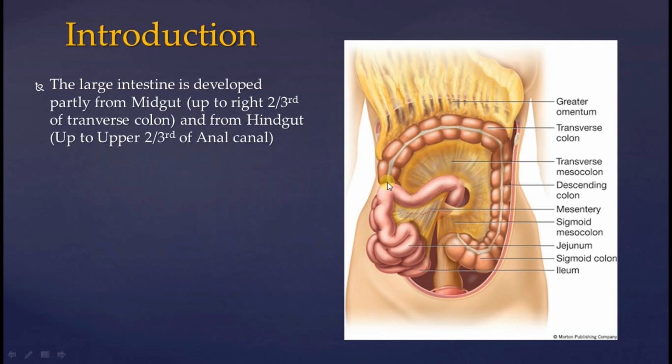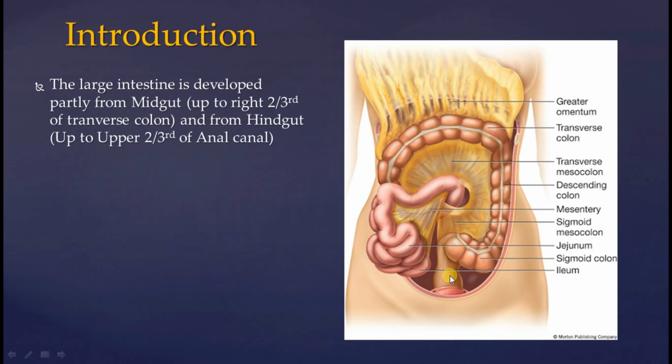So, if you look at the development of the large intestine, it is partly from the midgut and partly from the hindgut. Up to the right 2/3 of the transverse colon, it is actually developed from the midgut. From the left 1/3 of the transverse colon to the descending and the sigmoid colon, and of course the remaining rectum, is actually a hindgut derivative.